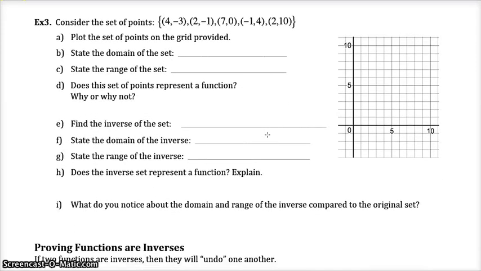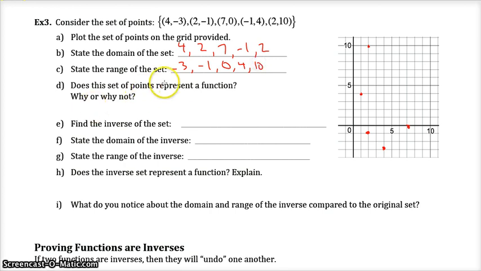Consider this set of points. Let's plot those. I will pause so you don't have to suffer through that. Okay, there they are. Now, this isn't any kind of connected dots or anything. It's just a set of points. State the domain. Well, the domain would be all the x coordinates. So 4, 2, 7. It's just these numbers. It's not like an interval or a range or anything. And the range is all the y coordinates, -3, -1, 0, 4, and 10.